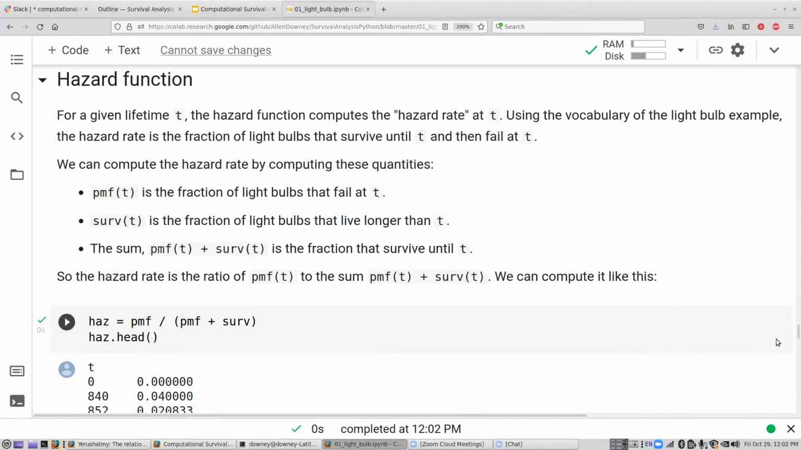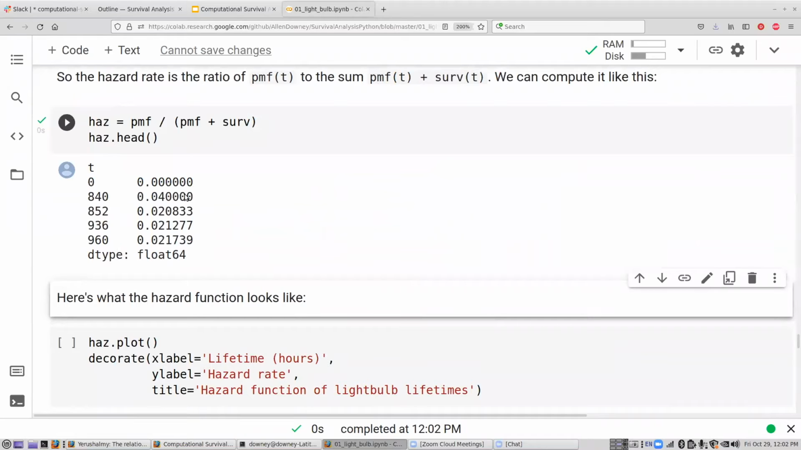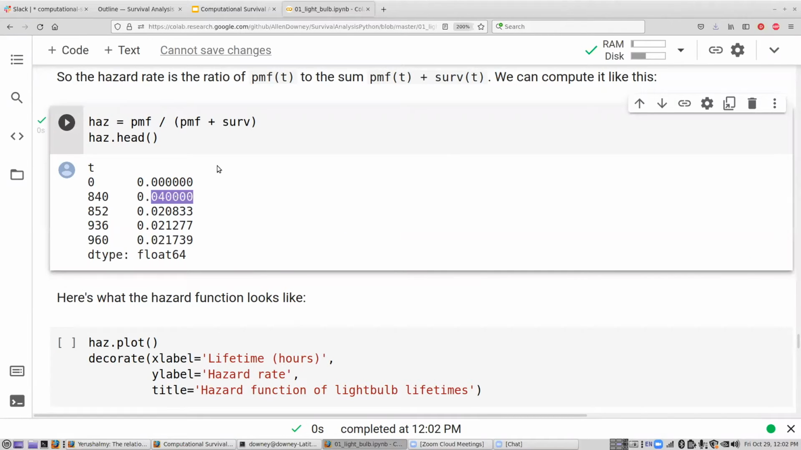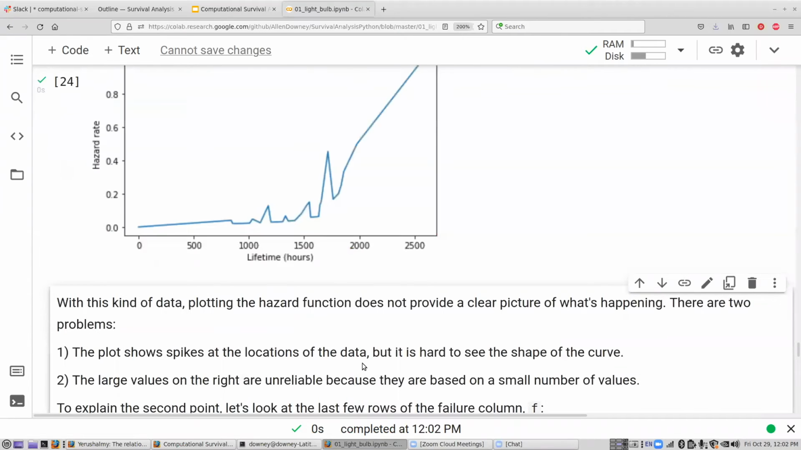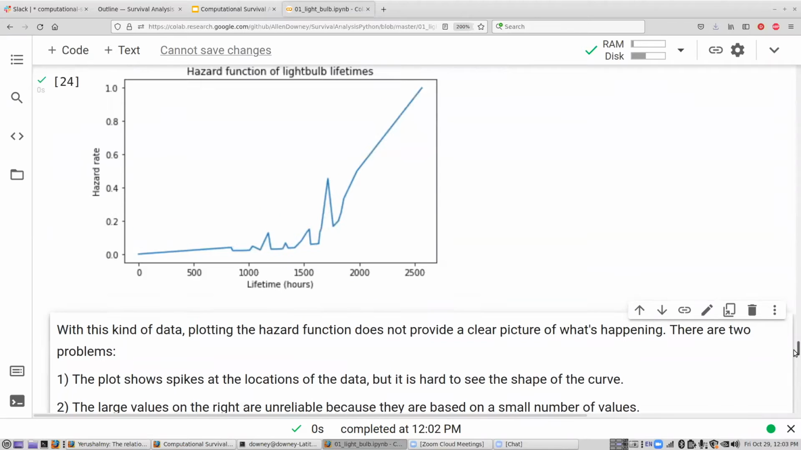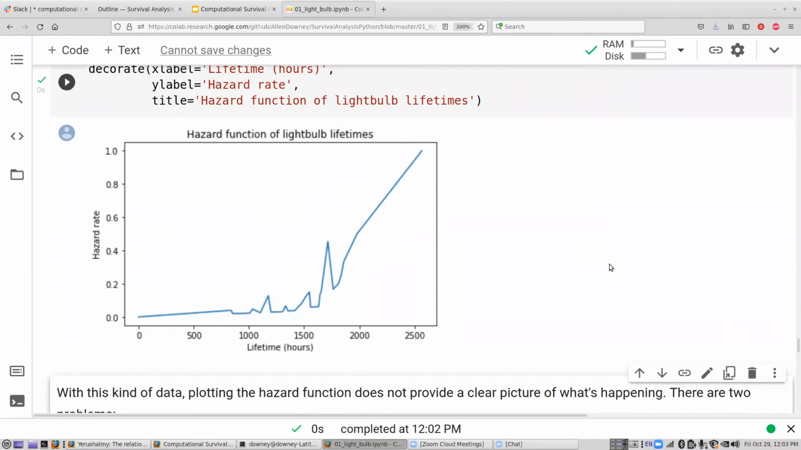And here's what the head of that looks like. So taking the first row, or the first interesting row, what this is saying is, of all the light bulbs that survived until hour number 840, 4% of them died at that point. And maybe taking this one, this says that of all the light bulbs that survived until 960, about 2%, a little bit more, expired at that point. Here's what this function looks like. So this is a function of lifetime, again, hours from 0 up to about 2,500. And this is the probability that a light bulb will die at this time, given that it has survived up until this time.